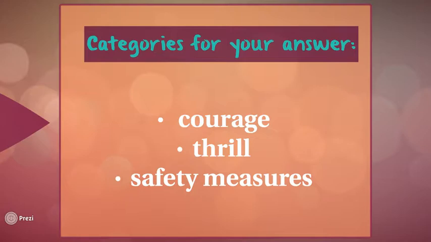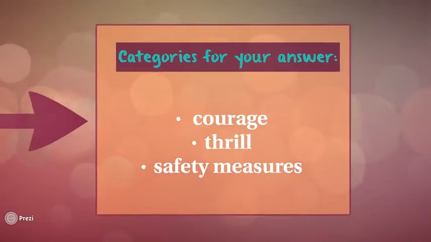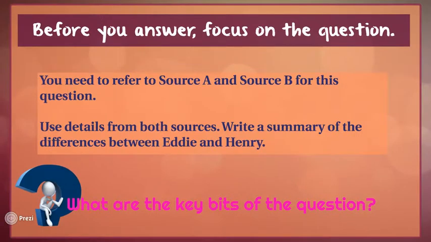Before we take this idea of categories any further, let's have a look at what this question entails, and we'll pick this thread up in just a second. So, before you answer the question, as always, you need to focus on what it's actually asking you. So, you need to refer to source A and source B for this question. Use details from both sources. Write a summary of the differences between Eddie and Henry.